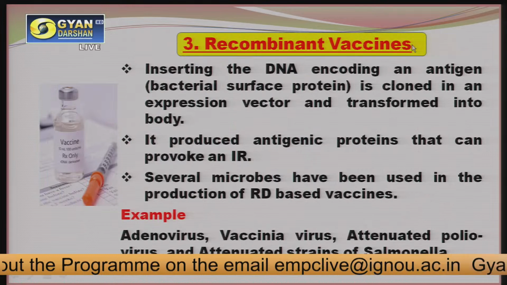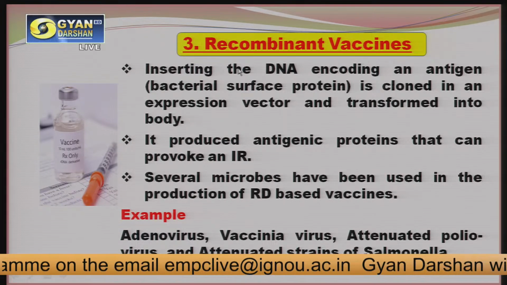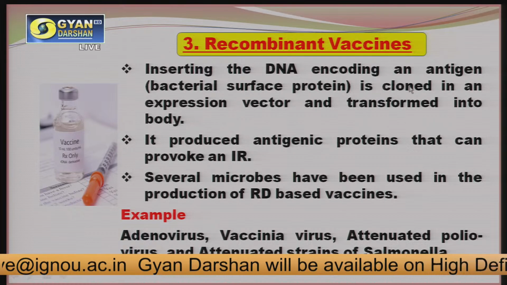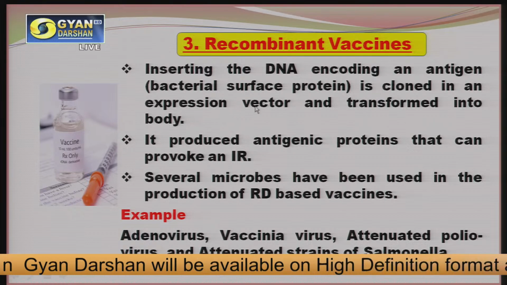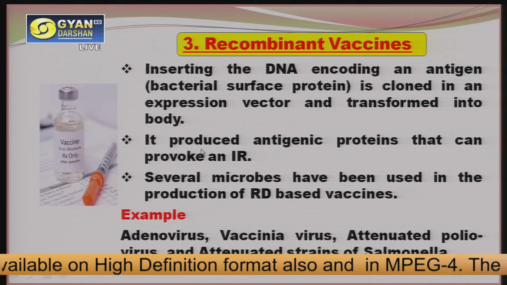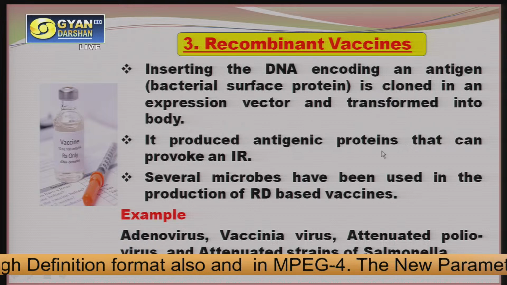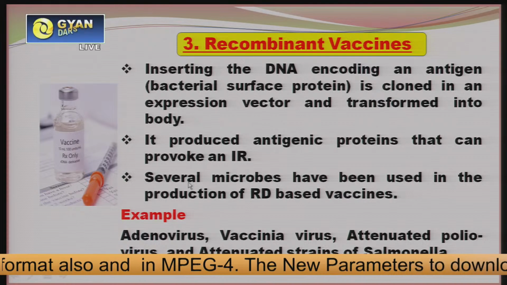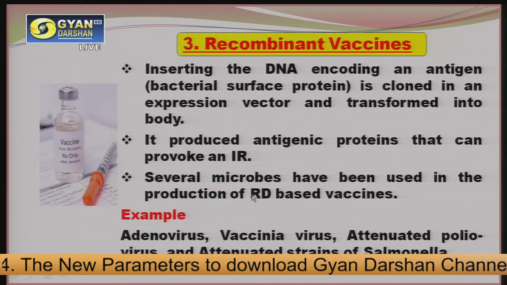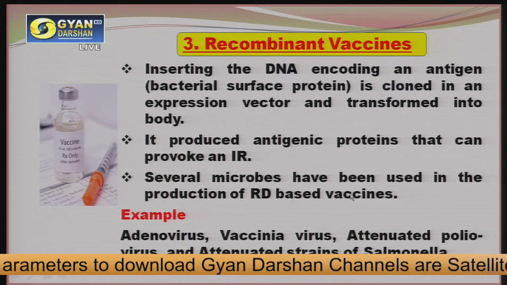And the third one is the recombinant vaccines. The DNA encoding an antigen on the bacterial surface is cloned into an expression vector and transformed into the body, and it produces the antigenic protein that can provoke an immune response. Several microbes have been used in the production of recombinant DNA based vaccines.